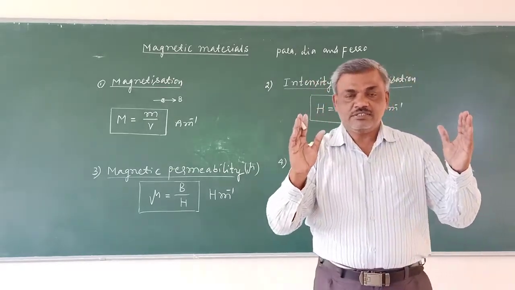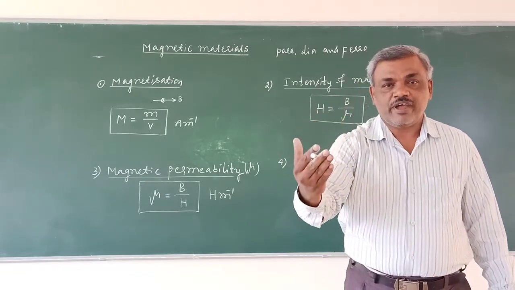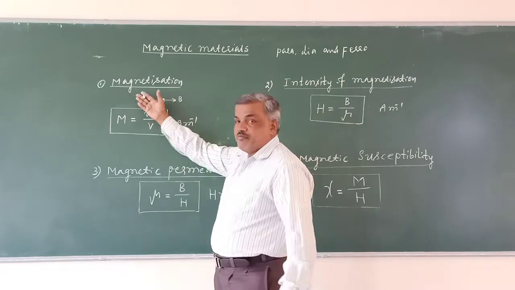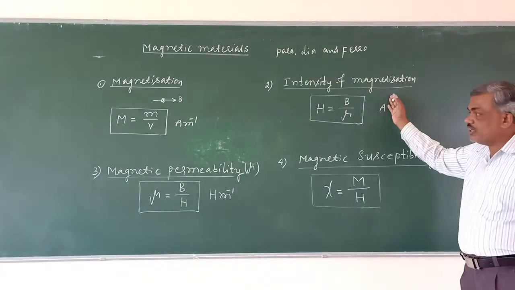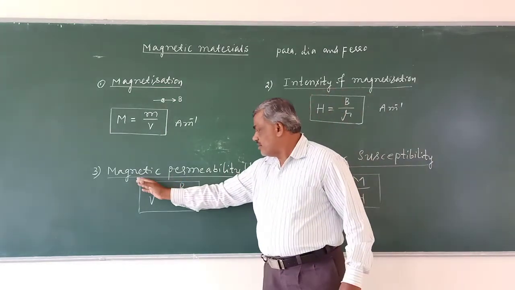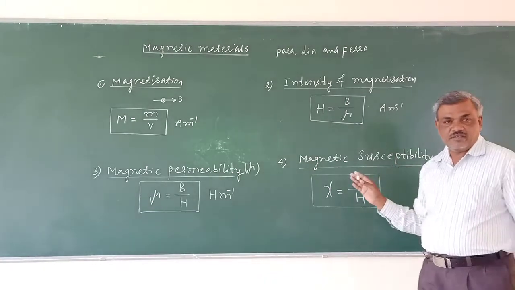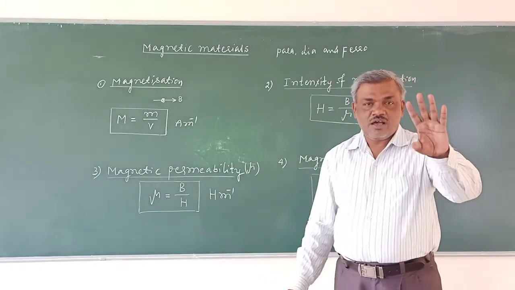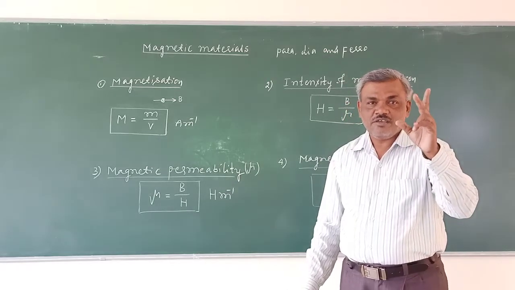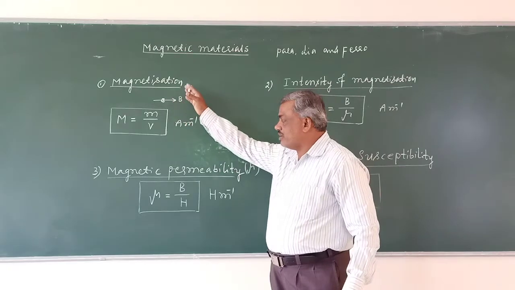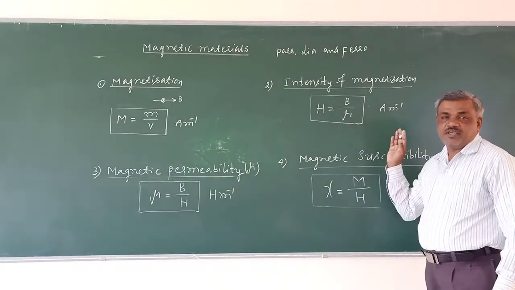On what basis are magnetic materials classified? The following factors. The first factor, magnetization. Second one, intensity of magnetization. And finally, magnetic permeability. And fourth, magnetic susceptibility. The magnetic materials are classified on the basis of the following three important factors: magnetization, magnetic permeability, and magnetic susceptibility.